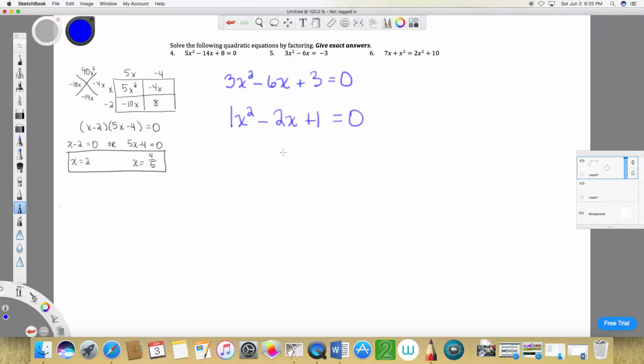With a leading coefficient of 1, it's a lot easier to factor. You can do it with the x method, but you can also just look at it and see that x times x gets you x squared. 1 is a prime number, so negative 1 times negative 1 is positive 1, but they add up to negative 2. And this gives us a repeated solution, a repeated root of x equals 1.